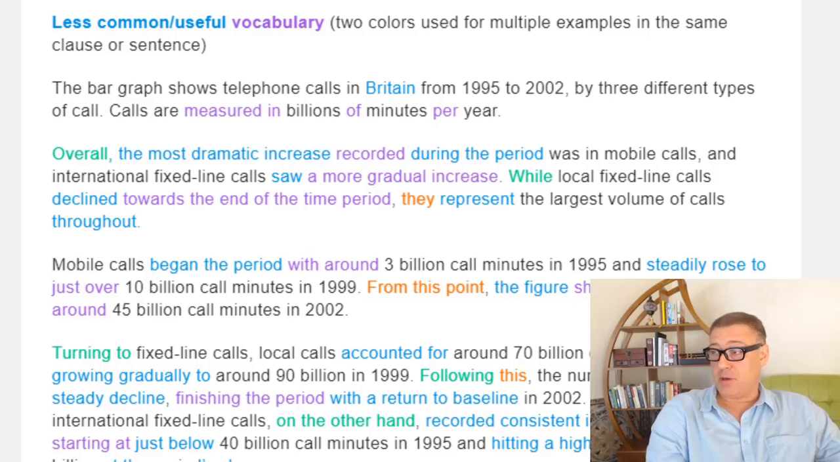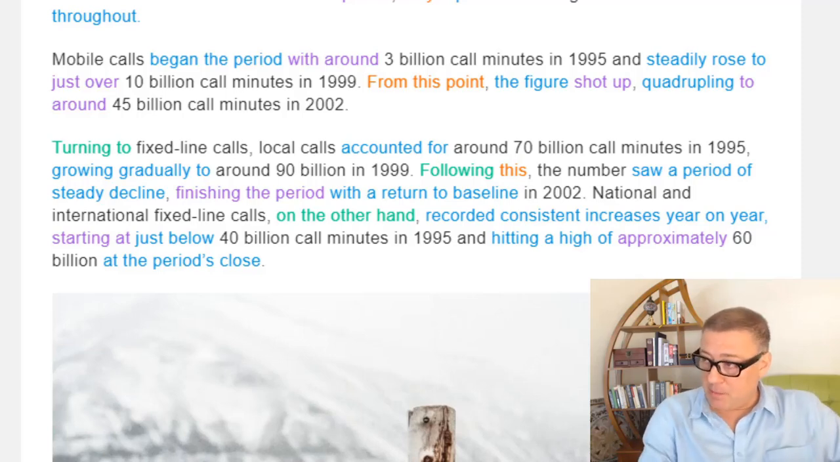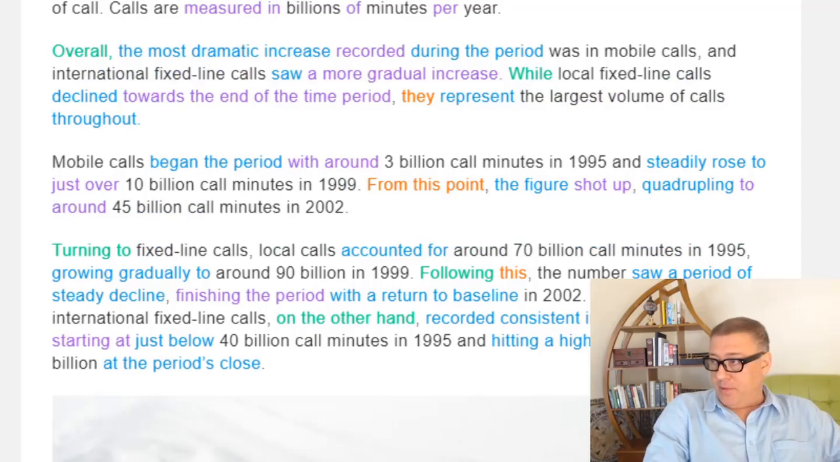So overall, here's my overview. While I'm going to give you 2 pieces of contrasting information in the same sentence. Turning to fixed line calls. So again, I've divided the calls from mobile calls and different types of fixed line calls, etc. On the other hand, I'm now giving you some contrasting information. So again, these places make it clear about what type of information is coming next.